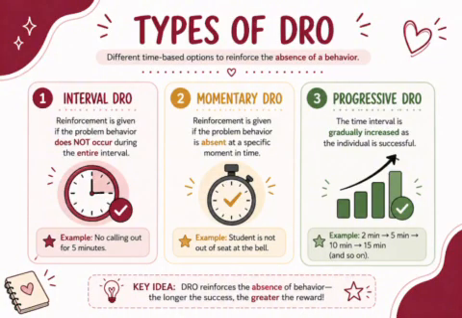With momentary DRO, reinforcement is given if the problem behavior is absent at a specific moment in time. For example, a student is not calling out or out of seat at the bell. There is a specific moment, not the entire time. And then for progressive DRO, the time interval is gradually increased as the individual is successful. For example, you start with 2 minutes and then you up it to 5 minutes, then 10 minutes, and 15 minutes, and so on. And remember, with DRO, it reinforces the absence of behavior, and you want the problem behavior to not occur at all. So it's going to be at 0 occurrence.